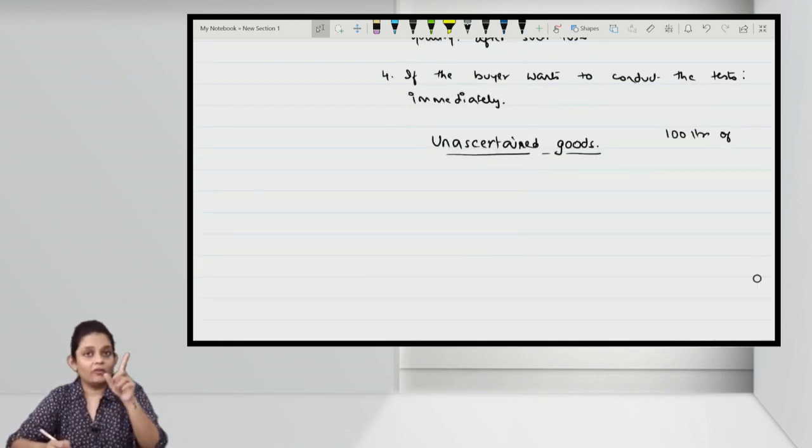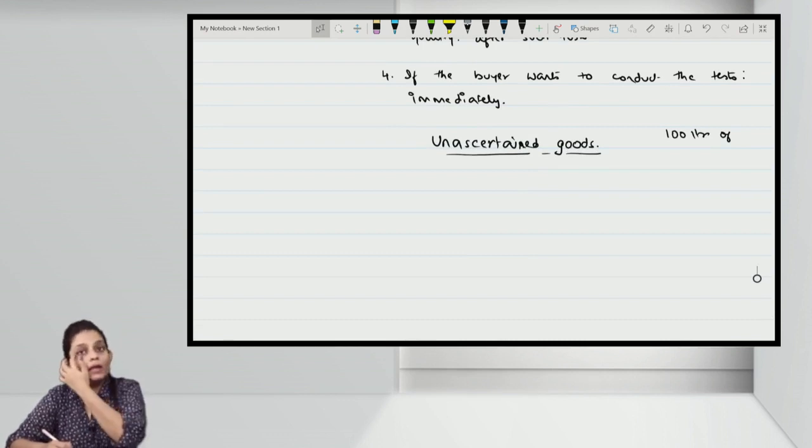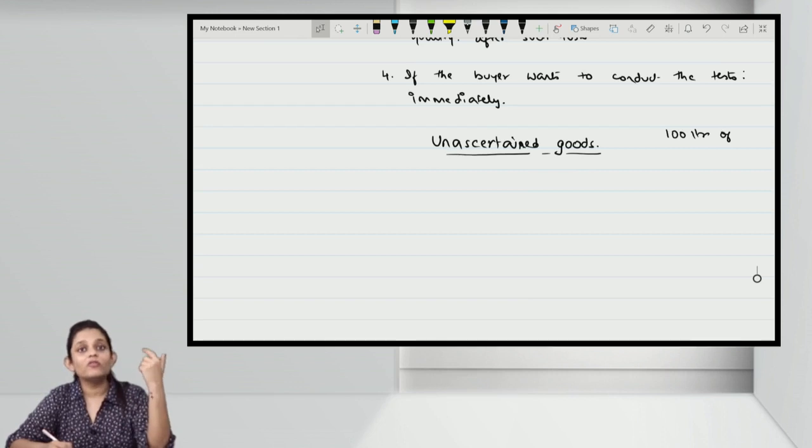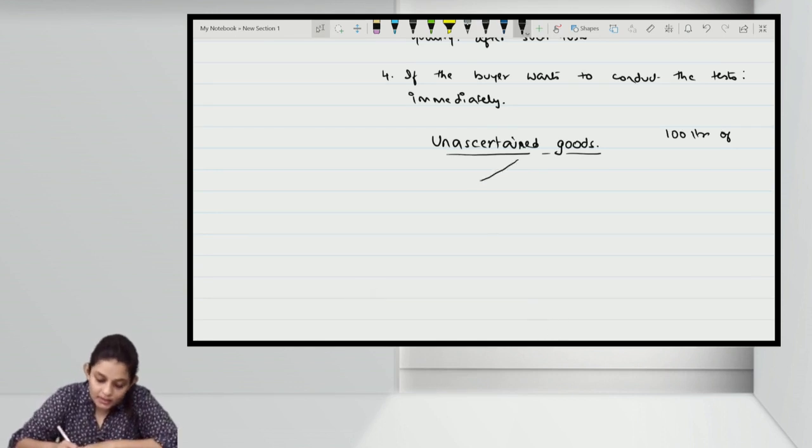I repeat again, for those who don't understand unascertained goods, it will be difficult. Please understand, unascertained goods means what? I am only giving a description of the goods. I am not identifying the goods. So when I say I want 100 liters of coconut oil, I have given a description. What kind of goods are these? Unascertained.